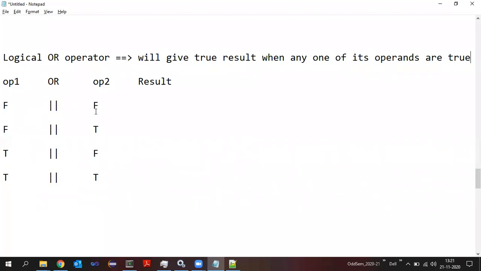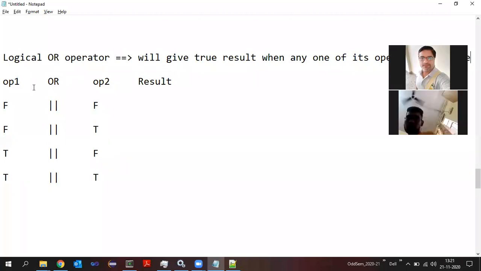If both are false, then it will give false. If both of the operands are false, then it will give false. Otherwise, it will give a true value. Now, try to evaluate here. In the first case, you have 2 operands. What is the first operand? F, that is false. Second operand is false. Then what shall I expect the result to be? False.